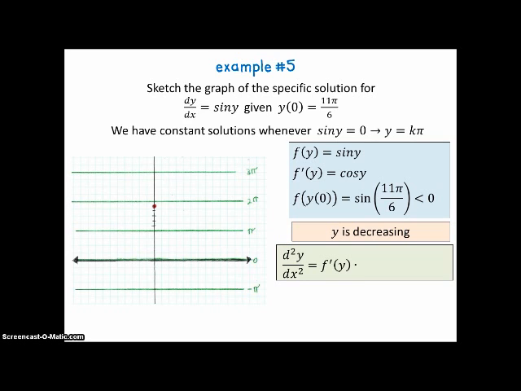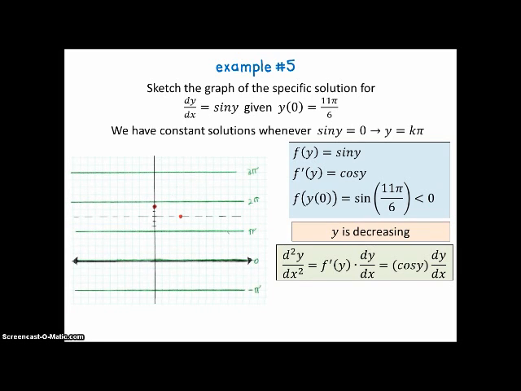The second derivative is f prime of y times dy/dx, which is cosine y times dy/dx. And so we know that if we have an inflection point, it'll be where cosine y is 0, and that occurs at 3 pi over 2. So there's a dotted line on my graph at 3 pi over 2, and then somewhere, I don't have the x scale, don't need it for the drawing, I have a dot which will be my point of inflection.